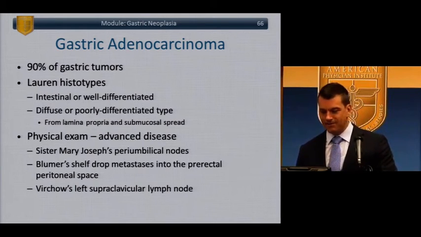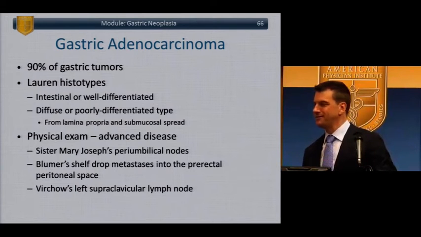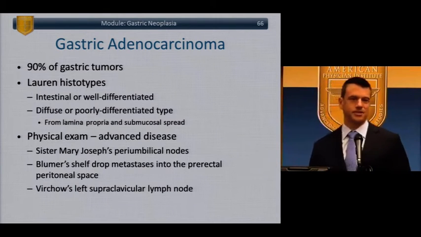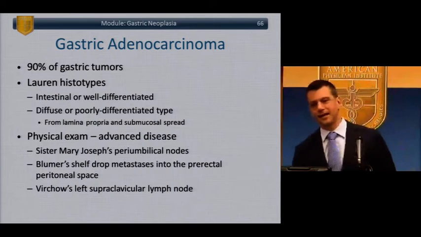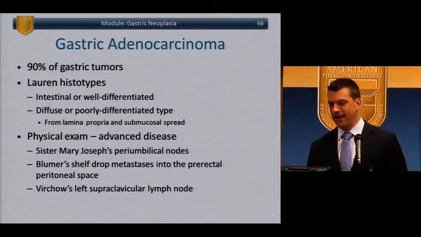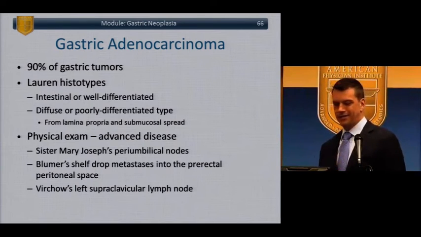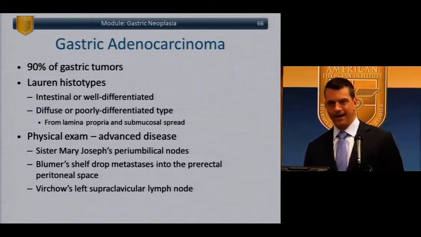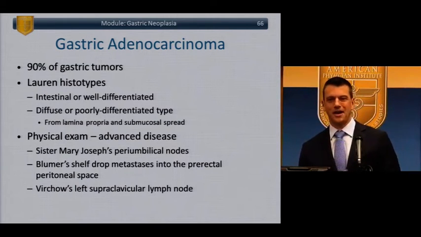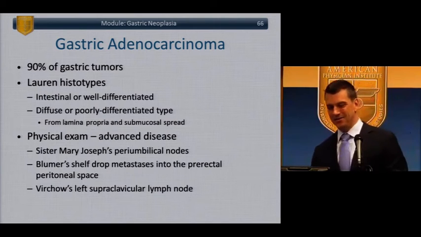On physical exam, some of the old things you might see here are Sister Mary Joseph's periumbilical nodes, the Blumer shelf, which is drop metastasis felt on digital rectal exam, and then Virchow's left supraclavicular lymph node. Again, we find a whole lot of these a long time before they end up with these nodes at this point in time.